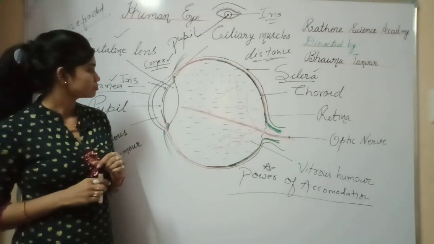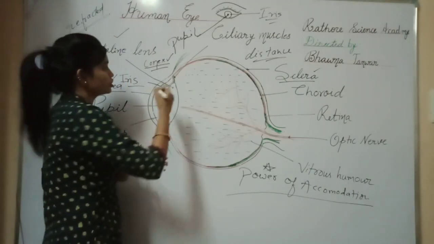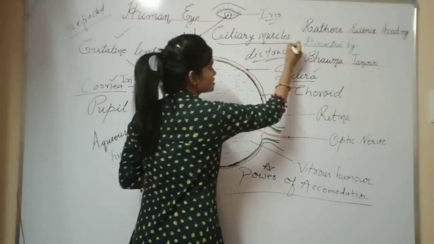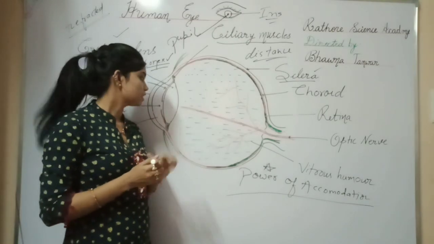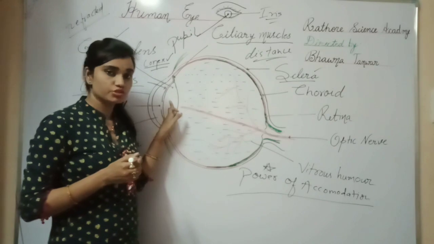Then these lenses are fixed in their position with the help of these muscles, and these muscles are known as ciliary muscles. Ciliary muscles hold the eye lens or fix it in a particular position.